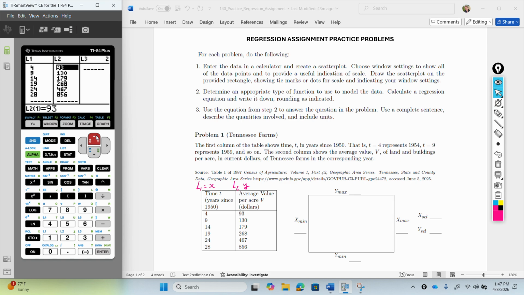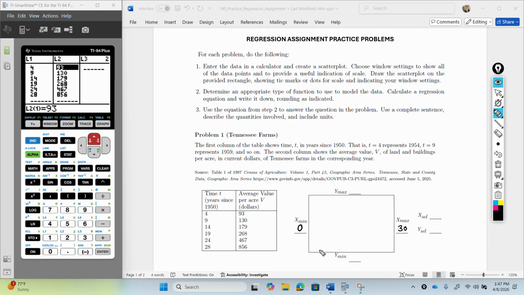Now what about the window? Looking at my X values, you can see that the literal minimum is 4 and the literal maximum is 28. But I want things to be nice numbers. Instead of taking it from 4 to 28, I'm going to take my X minimum to be 0 and my X maximum to be 30.